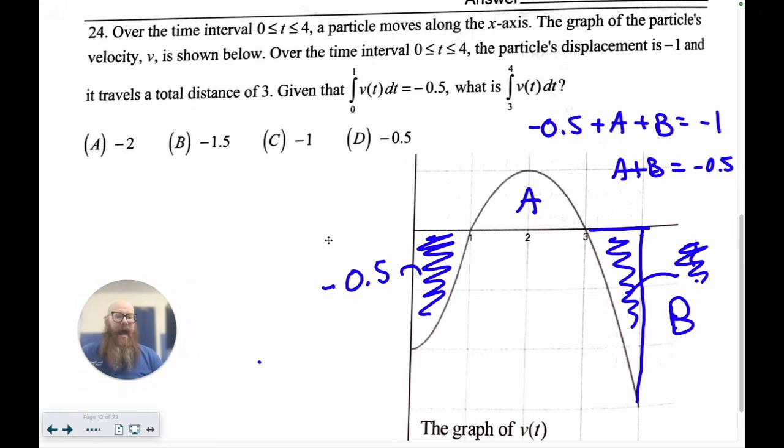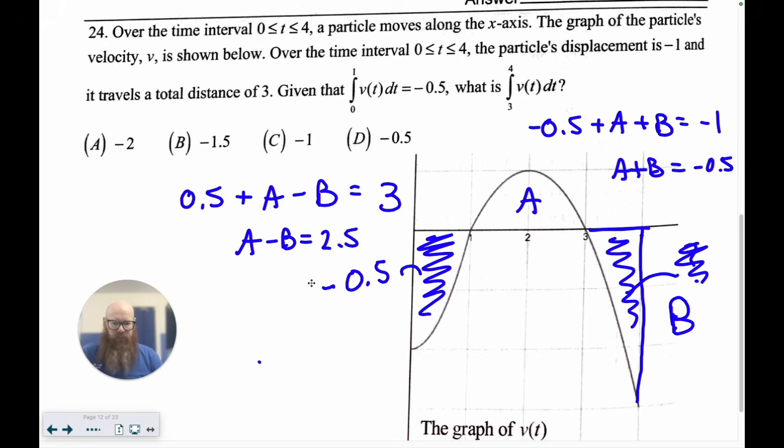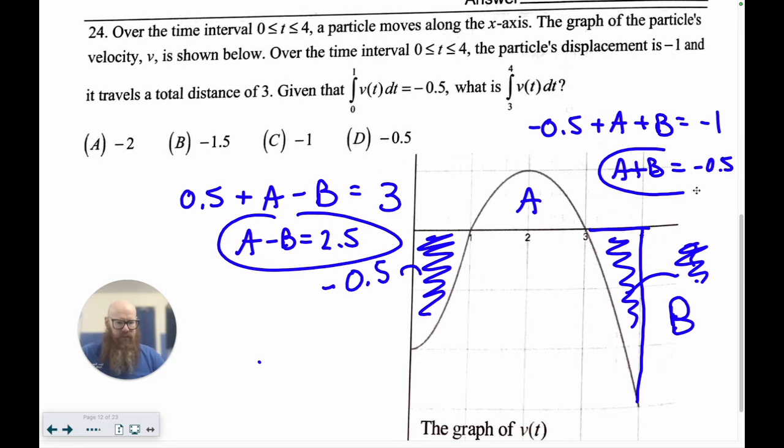Now I'm going to look at the total distance. The total distance is just the absolute value of everything. So the absolute value of negative 0.5 is 0.5. A stays, but B I have to make negative because it is negative, so I need to make it positive. And that should add up to 3. So now I get A minus B is equal to 3 minus 0.5, which is 2.5. So now I have this and this.